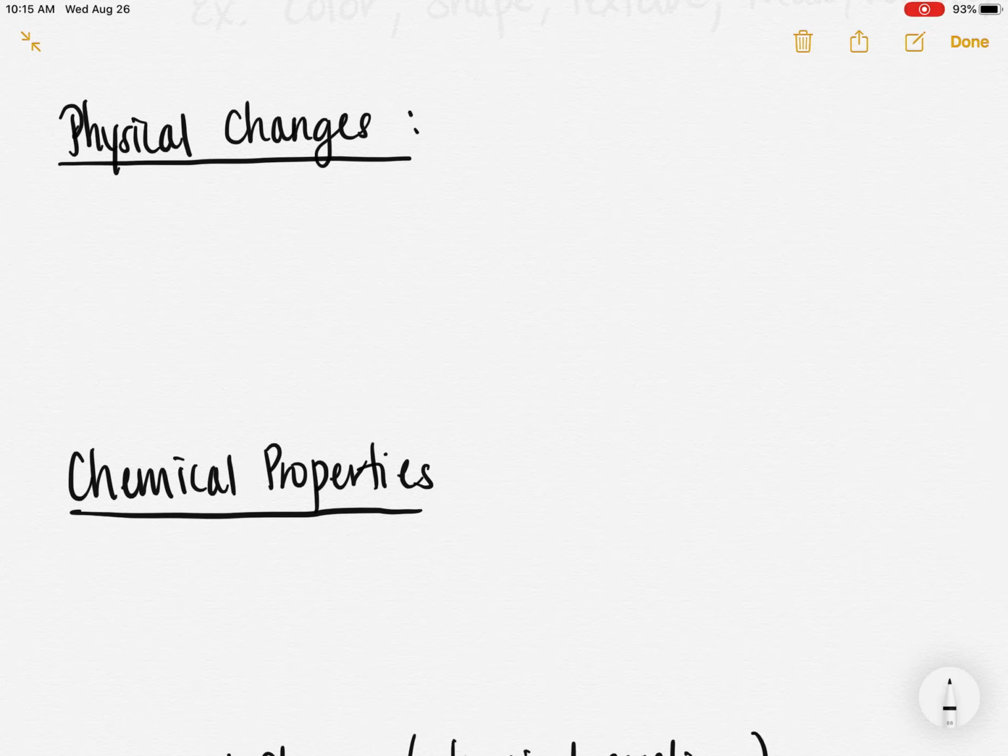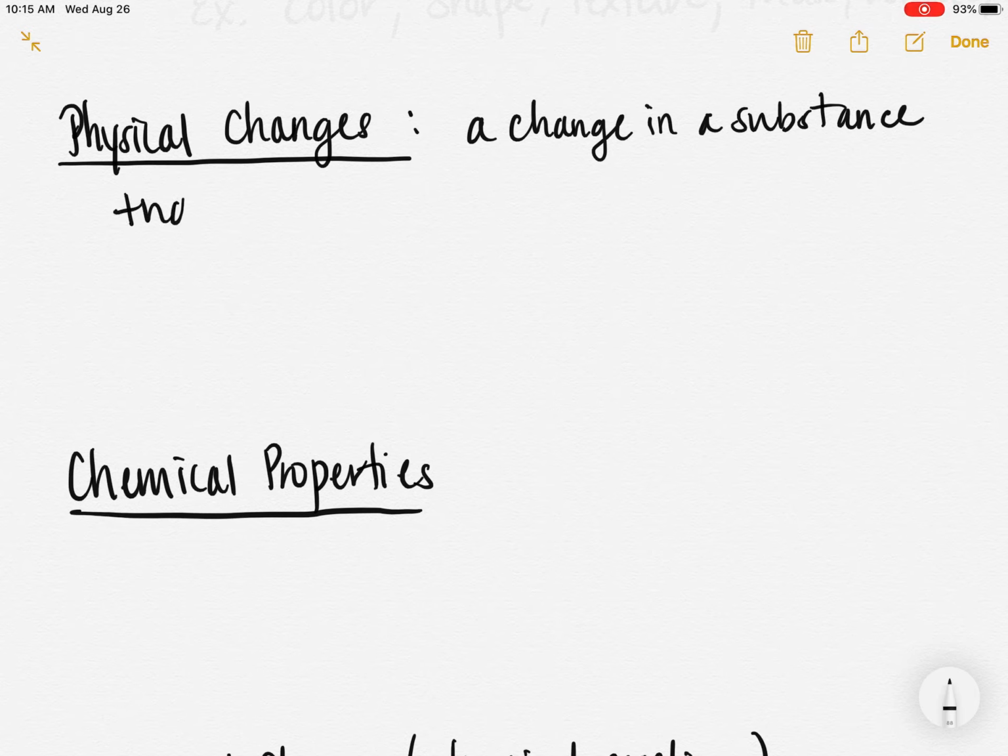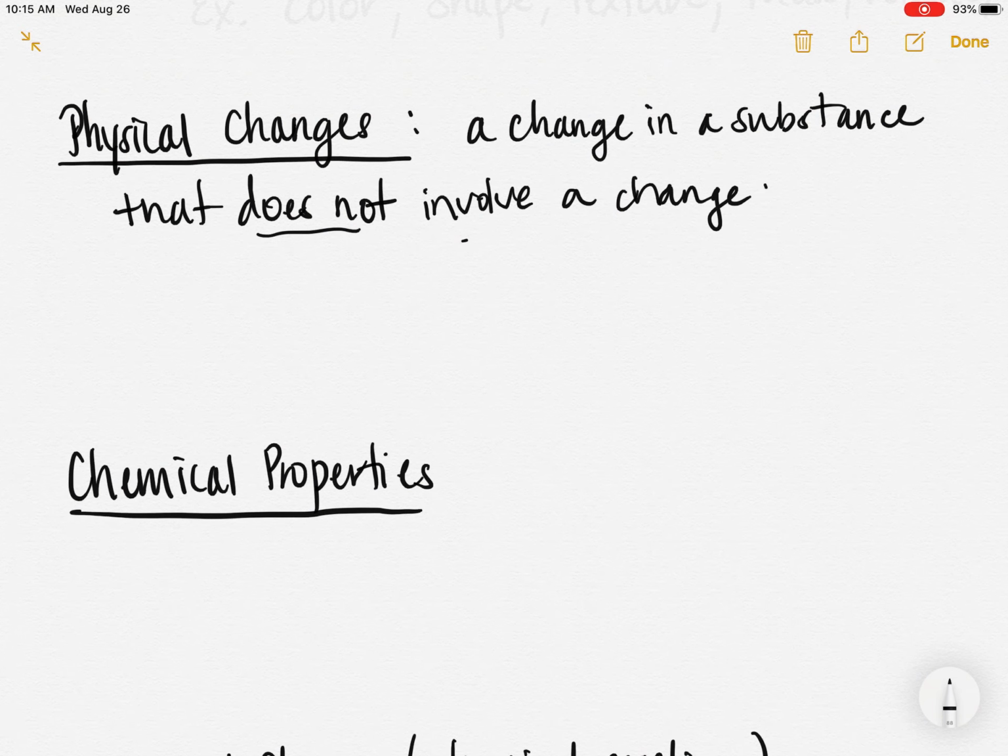So now we're going to talk about physical changes, and they are a change in a substance that does not involve a change in the substance's identity. Okay, so now we're talking about changes. So if we go back to our piece of paper, that piece of computer paper, we want to talk about how might we change it, but we can't change the fact that it's paper.